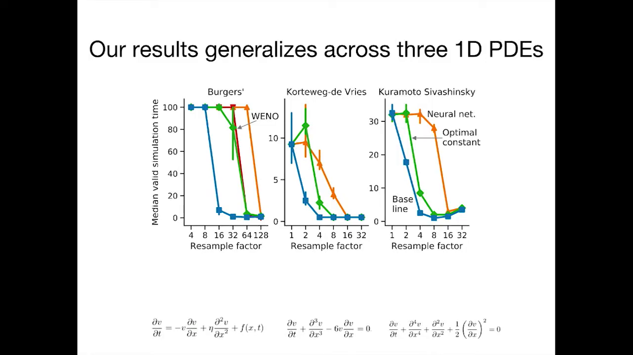And we've also done it on the KdV equation, which is another famous equation. Essentially, in every case, this is a plot where the neural network is the orange curve and the baseline is the blue curve. This is a measure of the mean valid simulation time, basically how long you can integrate until the solution is no longer reasonable. And the neural network outperforms all of them.